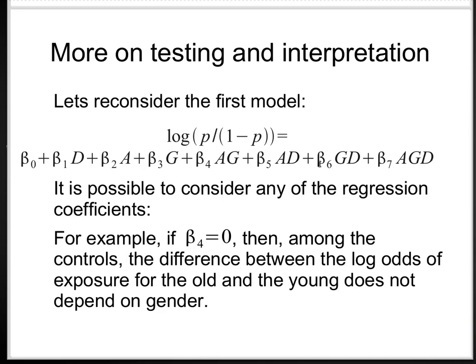On the other hand, it turns out that there are practical circumstances in which one might, before consideration of all of these terms, beta 7, beta 6, beta 5, address another term like beta 4 here. It might be that there's some sound consideration, perhaps from your literature, that this is the issue that needs to be addressed first. Notice this is a somewhat elaborate circumstance, but if beta 4 is 0, then it's saying that among the controls, the difference between the log odds of exposure for the old and the young does not depend on gender.